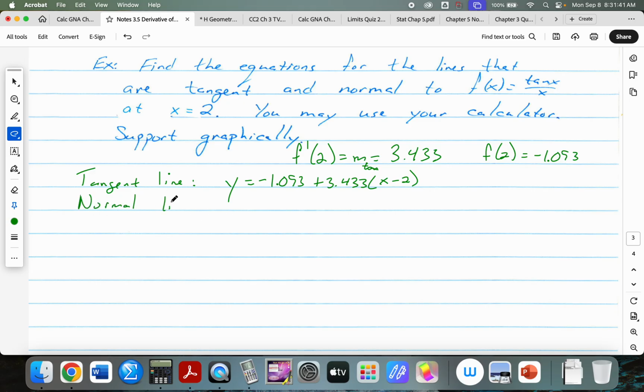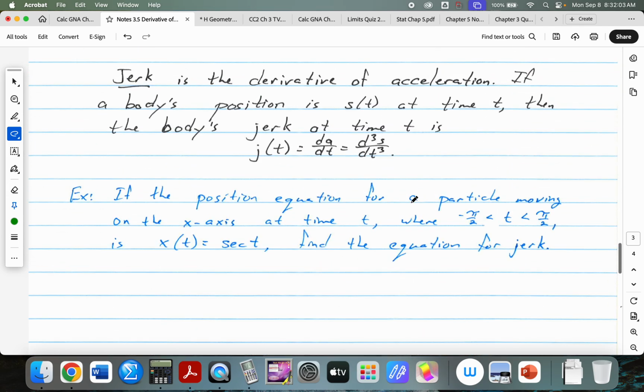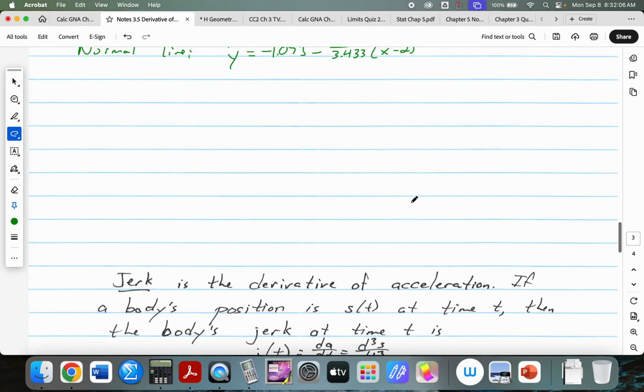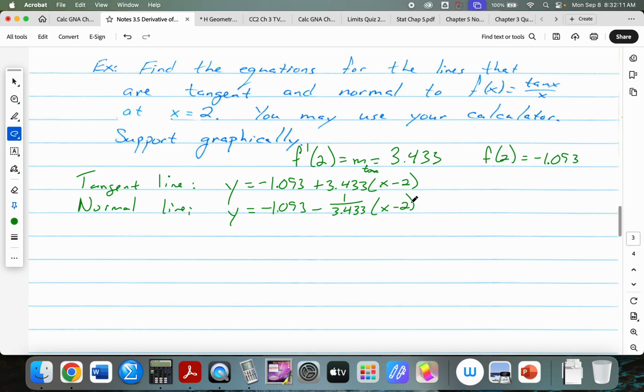And the normal line will be y is equal to negative 1.093 minus 1 over 3.433 times x minus 2. We'll come back and graph this if we have time. I want to make sure we get to the last part.